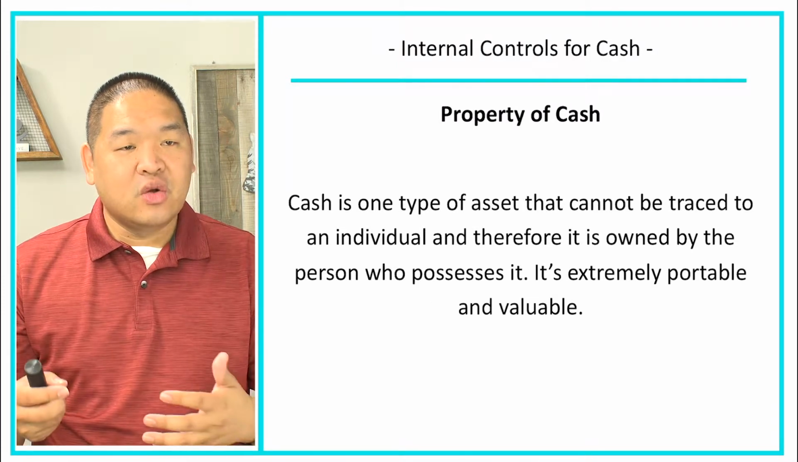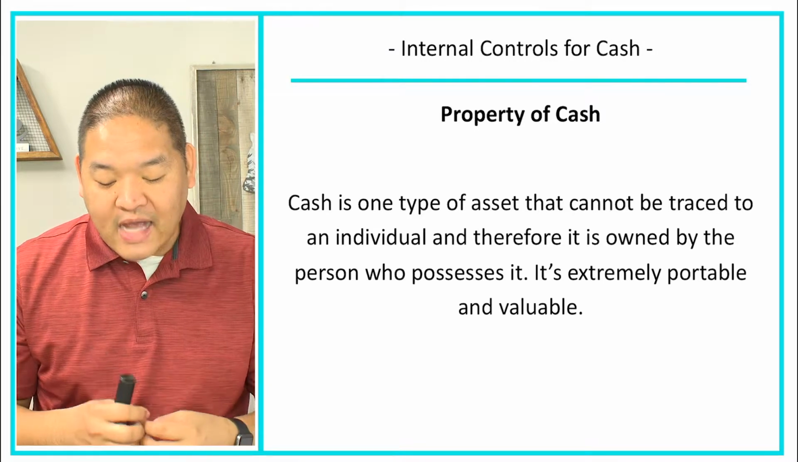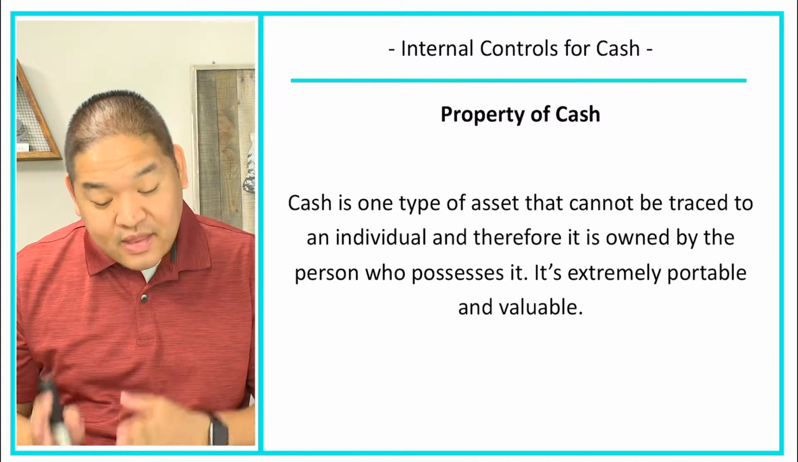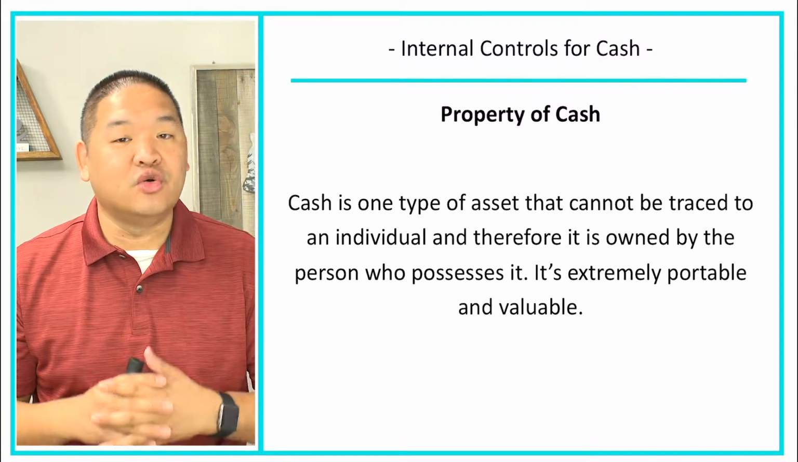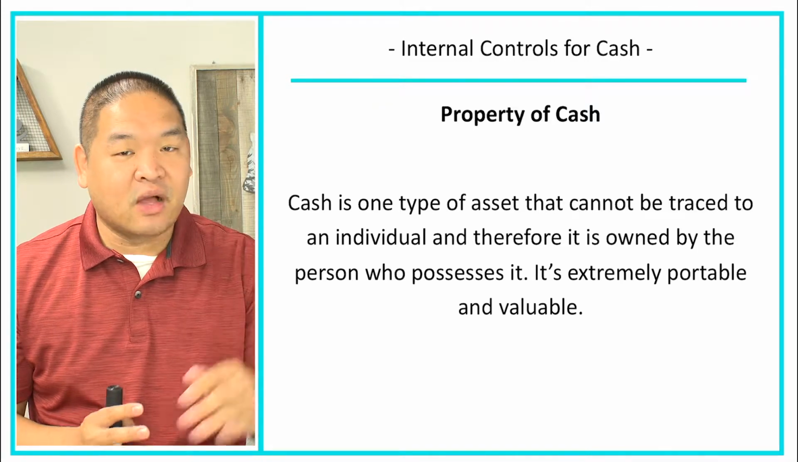Now, what creates this high inherent risk for cash? Well, cash is one type of asset that cannot be traced to an individual, and therefore it is owned by the person who possesses it. When was the last time you wrote down the serial numbers on every single dollar bill you got?